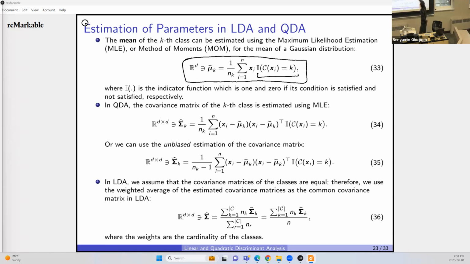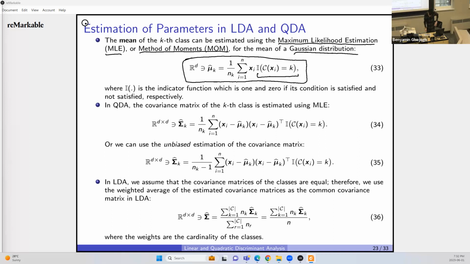Note that these xi's are the training data points, so we know their target labels. This is a classification problem. We have a train phase and a test phase. The test phase was arg max of delta, right? In the training phase, we can calculate the means and covariances because we already have the target labels. By sample mean, it's called sample mean. Also, it can be proved that it's the maximum likelihood estimation, or method of moments, for the Gaussian distribution. You can see it's just an average.